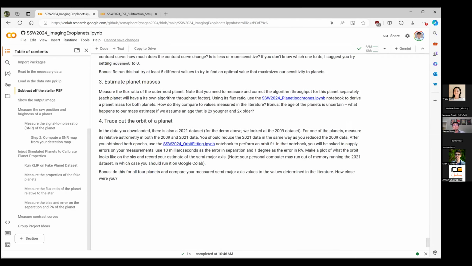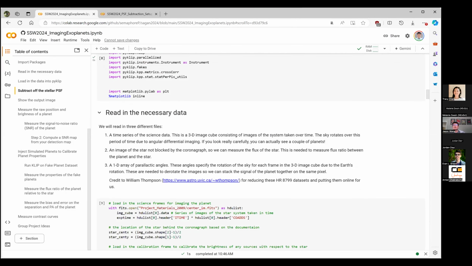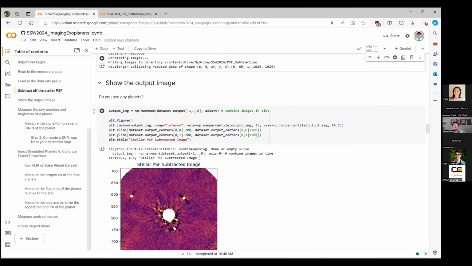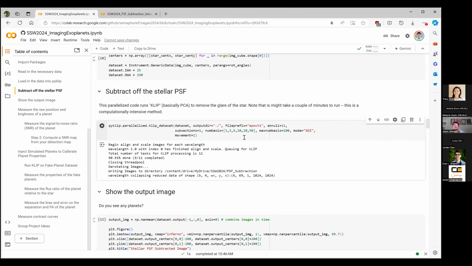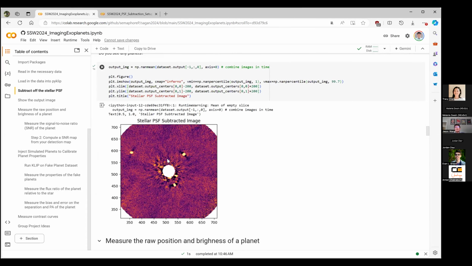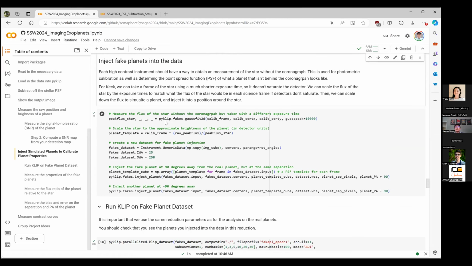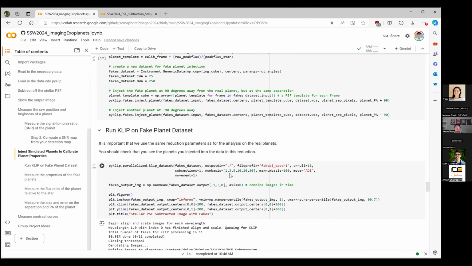Okay, so that's group project number 2. You can see that they're going to rerun, change those parameters, and get a new image, and they can actually skip a bunch of steps. They can skip all the signal to noise steps. What we want to do is then inject fake planets and rerun the fake planets with the same parameters.